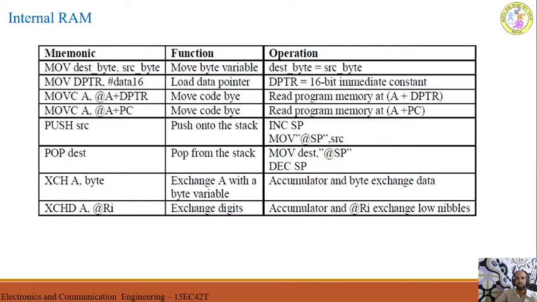MOV DPTR comma #data16. Take the 16-bit data and copy it to DPTR. MOV A comma @A+DPTR. You form the address: go to the memory location whose address is formed by the addition of the accumulator and the DPTR content, and that content should be moved to the accumulator. That content is nothing but code, because C is used. MOVC means move the code.